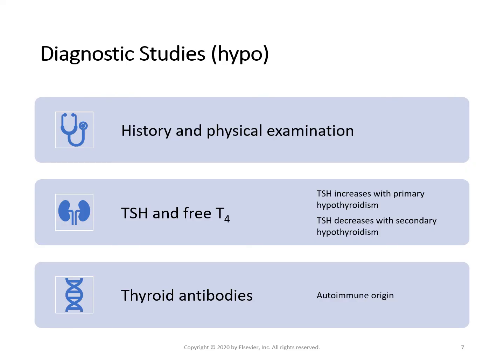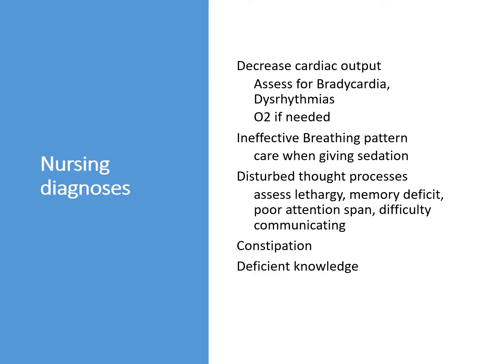So the diagnostic studies specifically for hypothyroidism, you're going to do a history and physical, and you're going to look at their appearance and their mentation and their facial expression. You're going to do TSH and free T4, and I said this already, TSH increases with primary hypothyroidism and it decreases with secondary hypothyroidism. They're going to do thyroid antibodies to determine if it's an autoimmune origin.